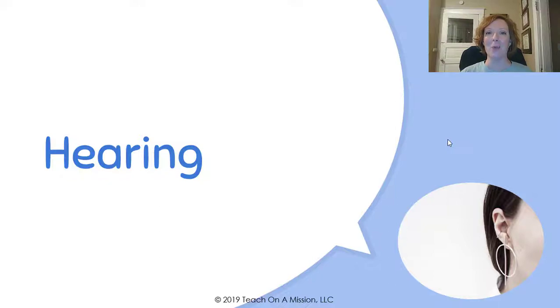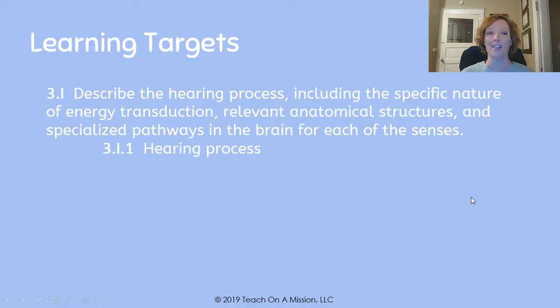I'm Miss Lee and we are still in Section 3, Sensation and Perception. This is Section 4, Hearing. Our learning target today is to describe the hearing process, including the specific nature of energy transduction, relevant anatomical structures, and specialized pathways in the brain for each of the senses. If you haven't done so already, go ahead and grab your notes and let's get started.